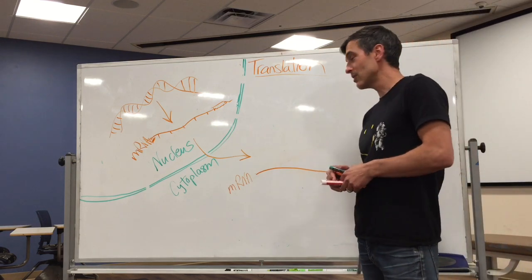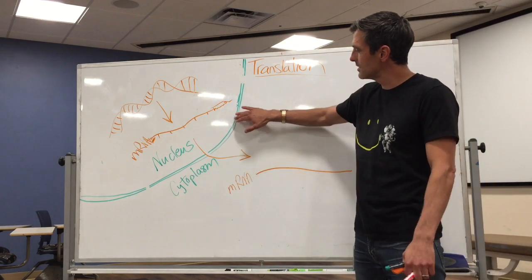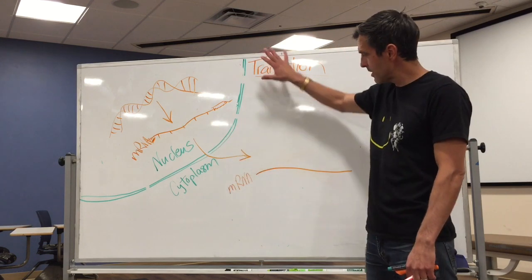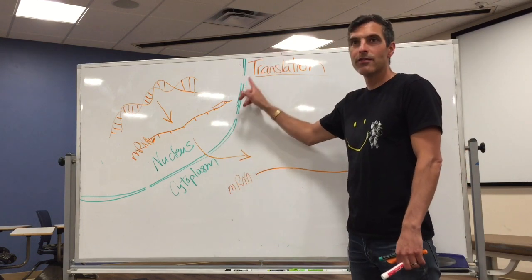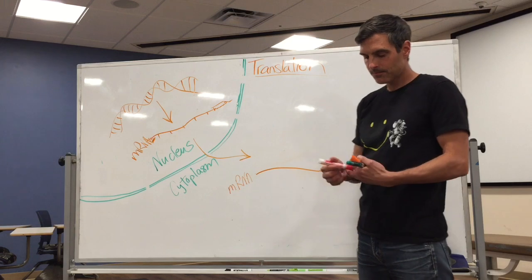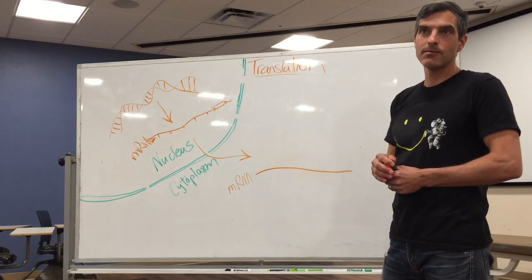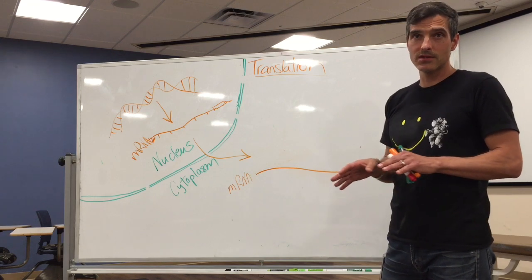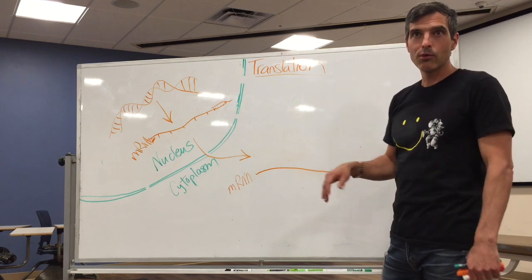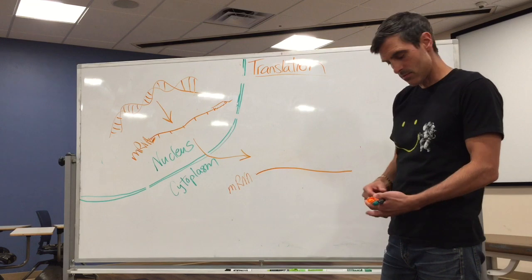Yes, the rough endoplasmic reticulum, which is a continuous endomembranous system with the nuclear envelope. So we're probably in the rough endoplasmic reticulum now. We could just be in the cytoplasm, though, when we meet up with a ribosome.